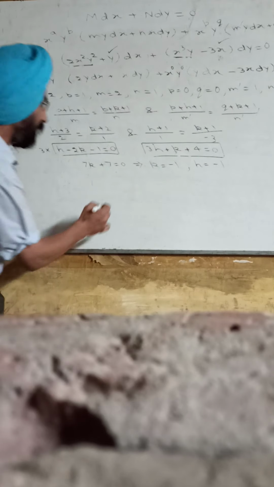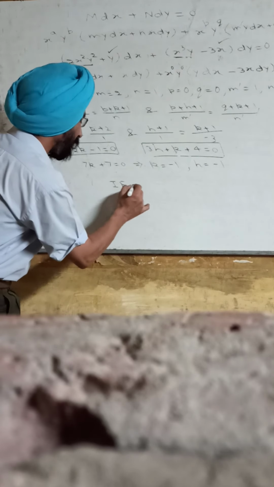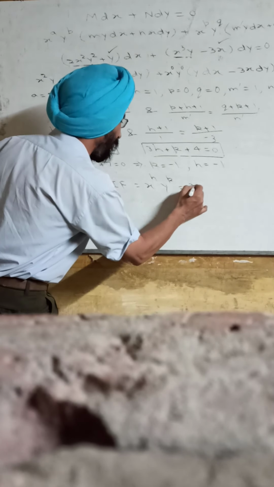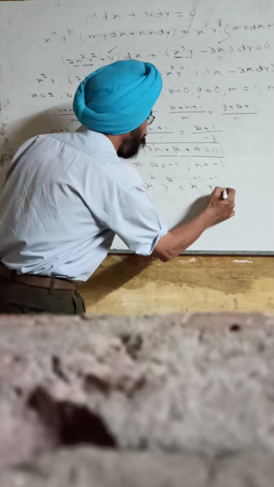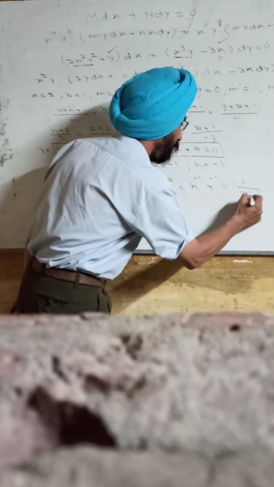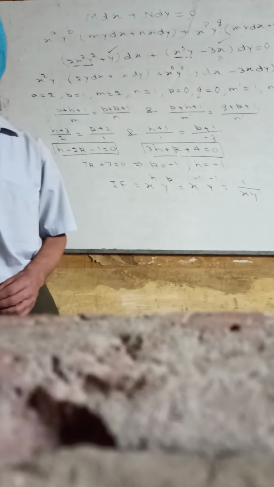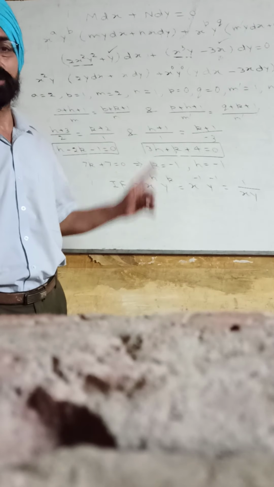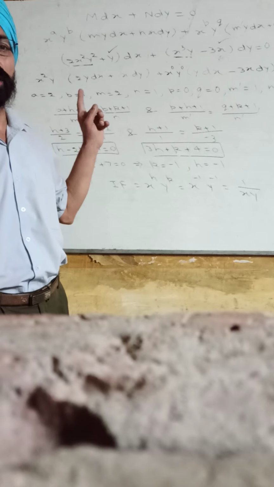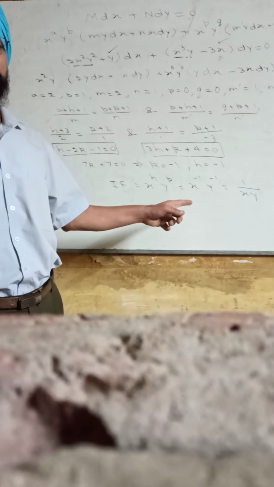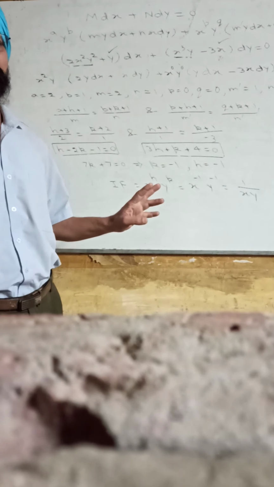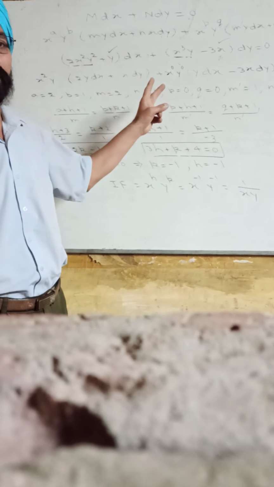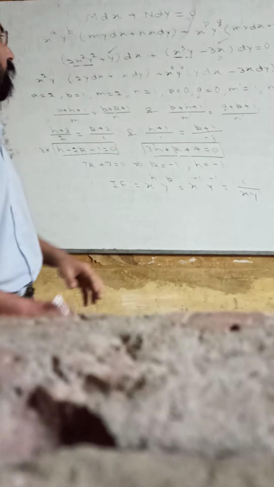So what will be the integrating factor? Integrating factor will be x power h, y power k, that means x power minus 1, y power minus 1, or you can say 1 upon xy. This is your integrating factor. But yet the differential equation is not solved. We are only able to obtain the integrating factor. Now what we have to do? We have to multiply the given differential equation with this integrating factor.